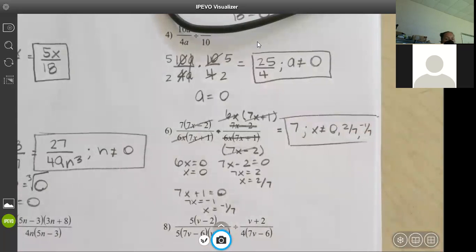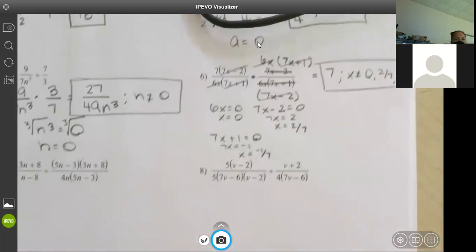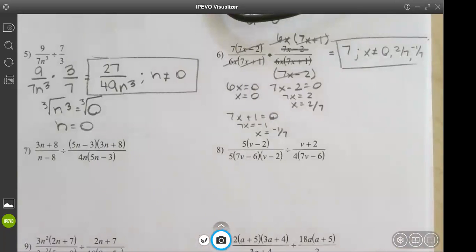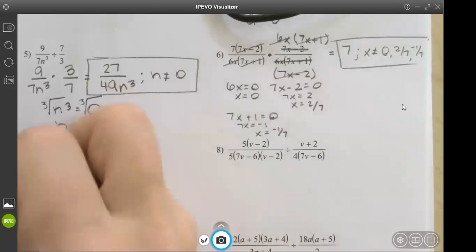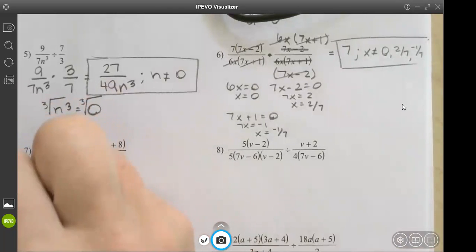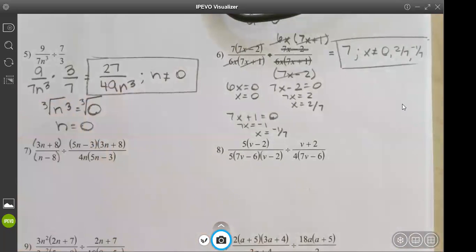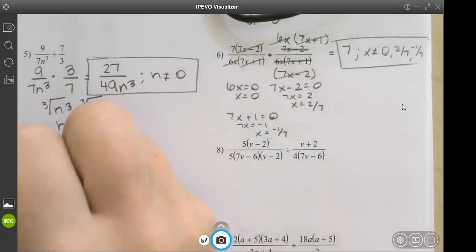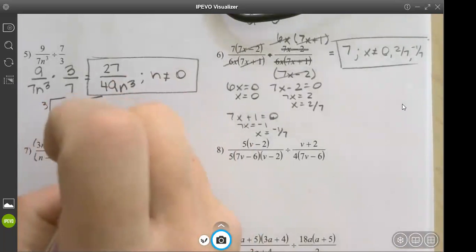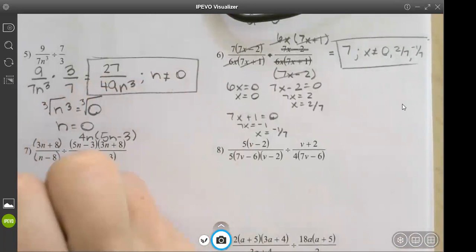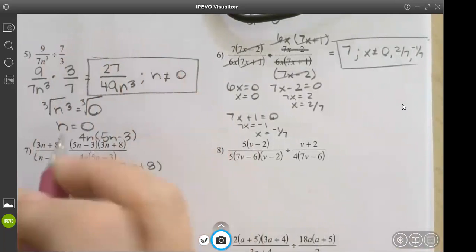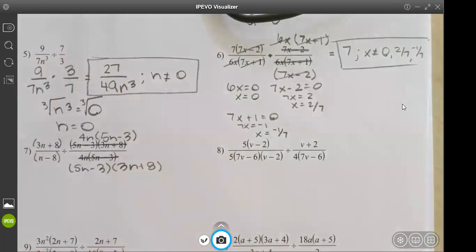All right. Same thing on the next one. And again, I like to put these in parentheses so you don't try to cancel them with anything else. We're going to flip the second fraction. So 4n and 5n minus 3. And then 5n minus 3, 3n plus 8. And change it to multiply.